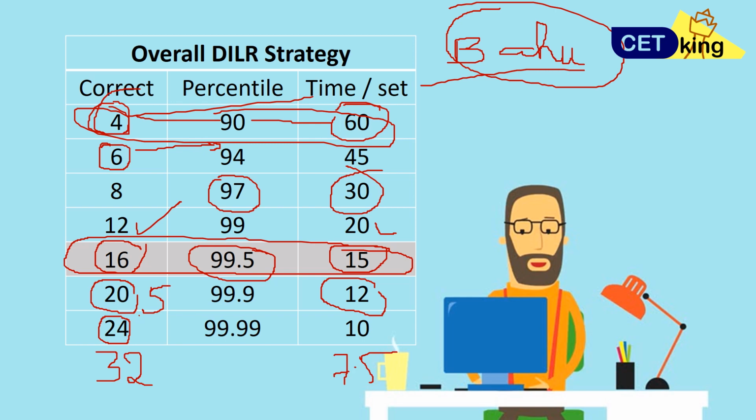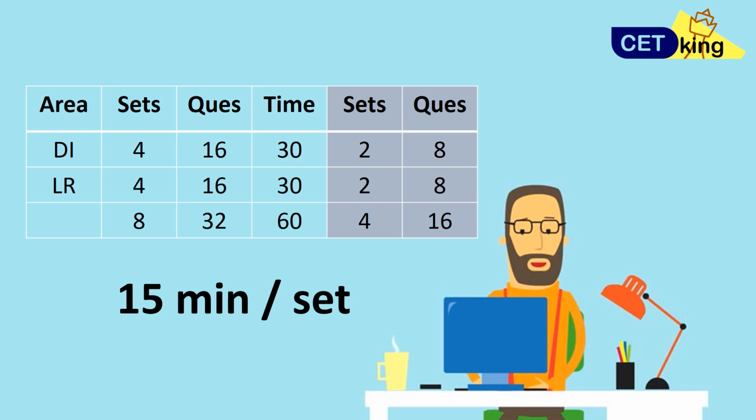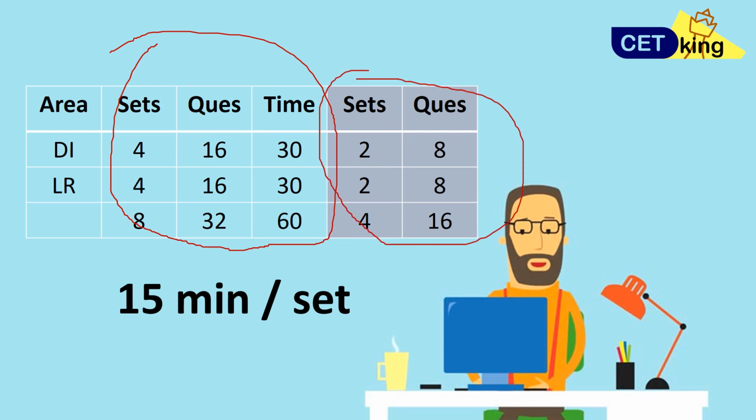Fine, so now how do I have to perform? My target is very simple. That's a total of 4 sets and 4 sets, 8 sets, 32 questions, 60 minutes total time. My target is going to be this: I'm going to target only 2 sets in DI and 2 sets in logic. That's my basic thumb rule. Total attempt 4 sets. Out of that, 16 questions attempted.